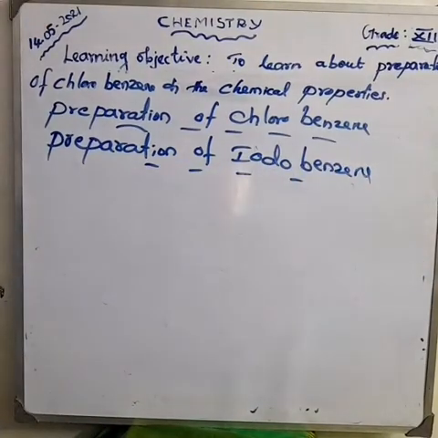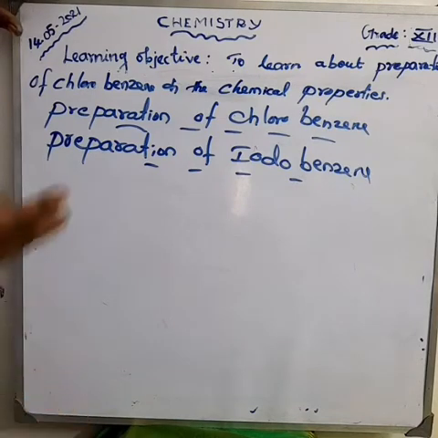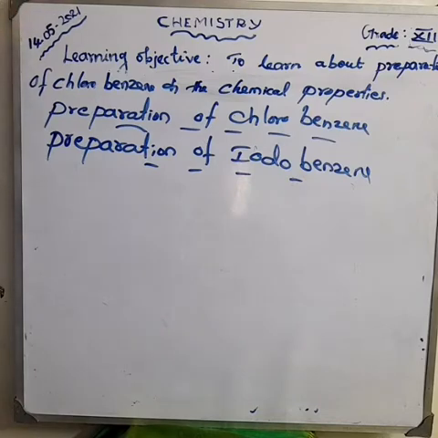They are also called halobenzenes. Halobenzenes are fluorobenzene, bromobenzene, iodobenzene, chlorobenzene. So, as per the text, we have iodobenzene.